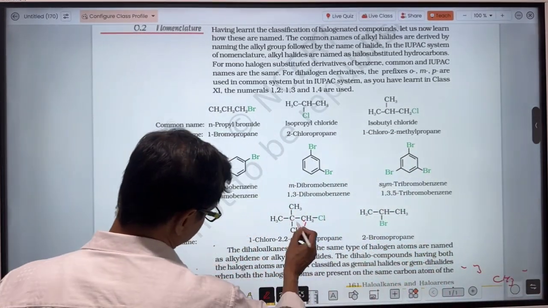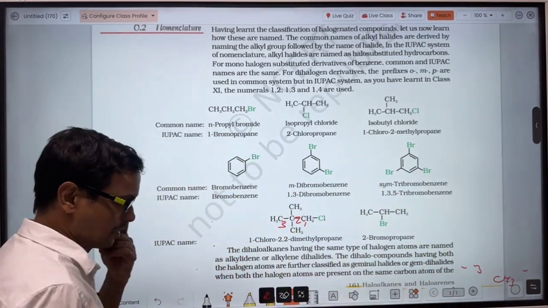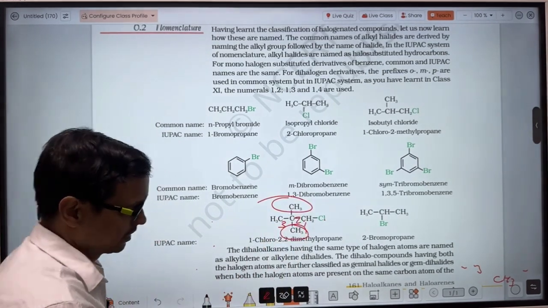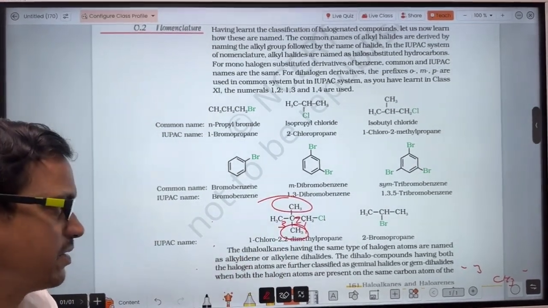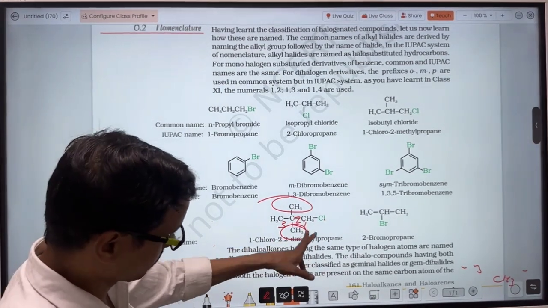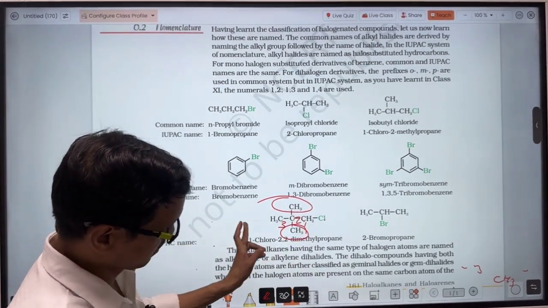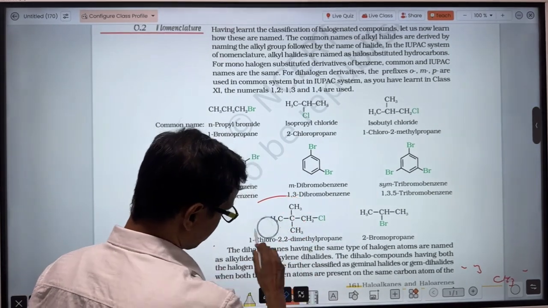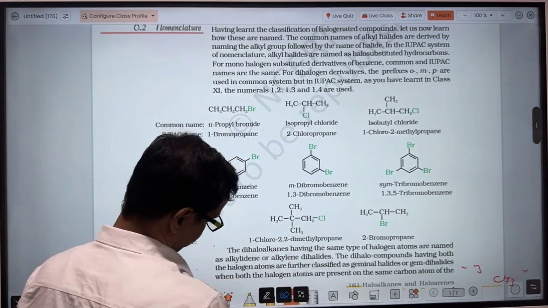If you select this carbon, then 2 and 3 here. At the second carbon atom there will be a methyl, and here will be a methyl. And at the first carbon atom there is chlorine. So that's why you will write 1-chloro-2,2-dimethyl propane. The same here, the IUPAC name is 1-chloro-2,2-dimethyl propane.